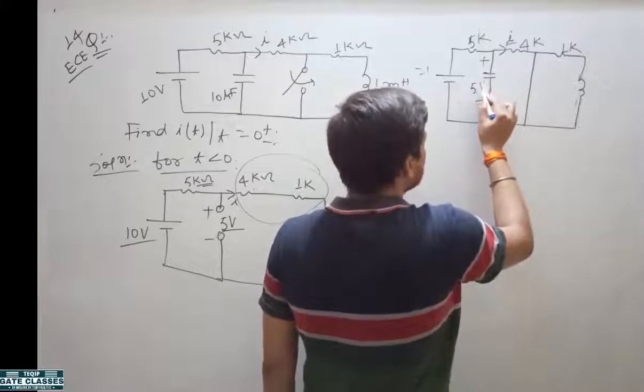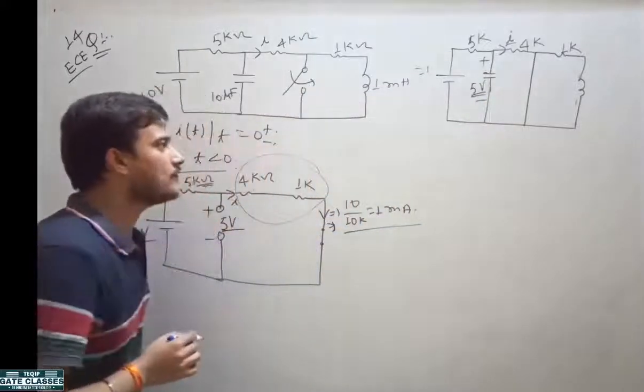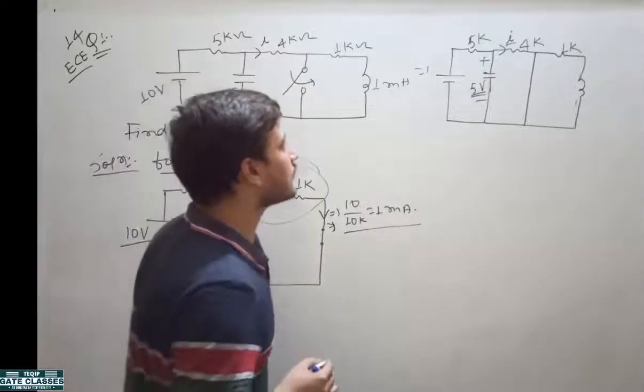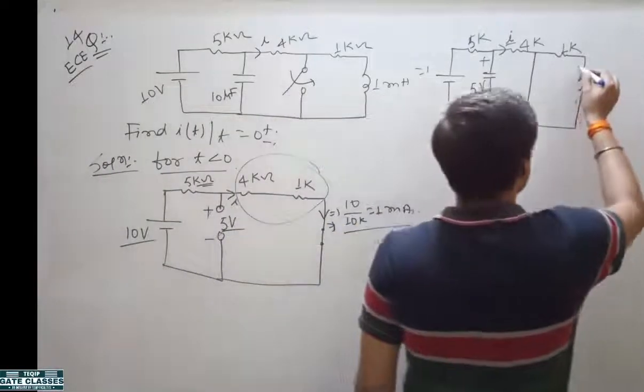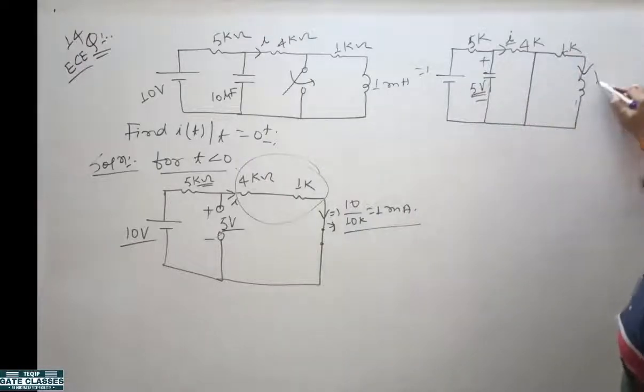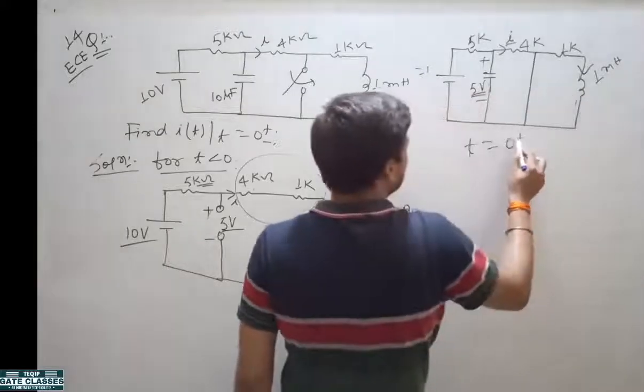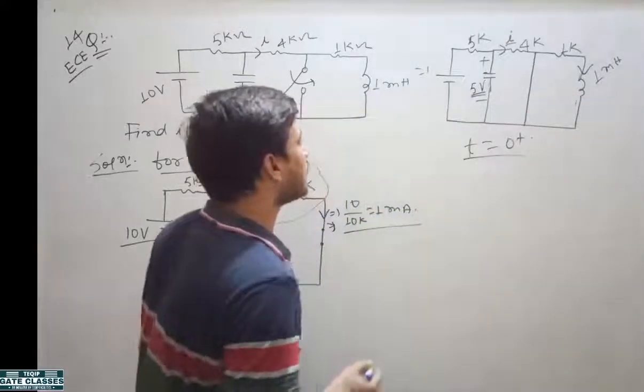It will be nothing but 5 volt. So if this is the value of capacitor voltage, the inductor current at t equal to 0 plus will be how much? Here it will be the same, 1 millihenry, because this is the circuit for t equal to 0 plus. Now you have to find I0 plus.